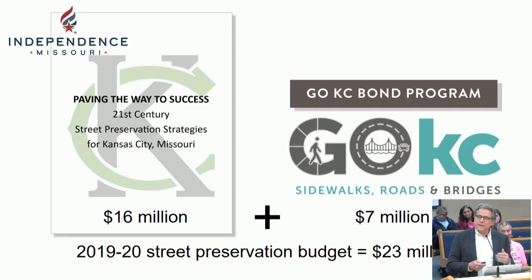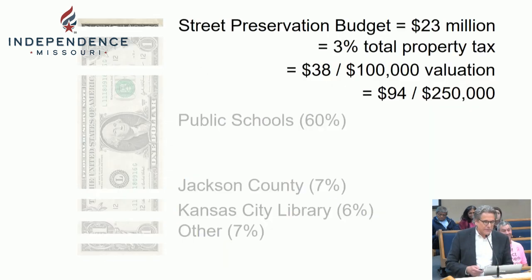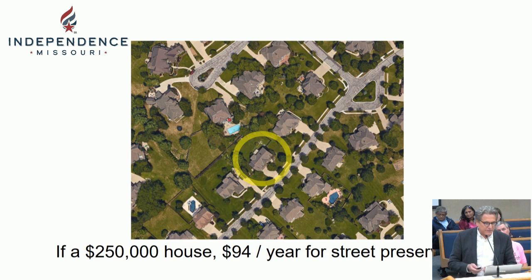And then if you look at how much the home's actually putting into it based on current taxation, and you use an example here of a $250,000 home and the valuation, and you factor it on down, that $250,000 home is actually achieving about $94 that could be applied towards street maintenance.